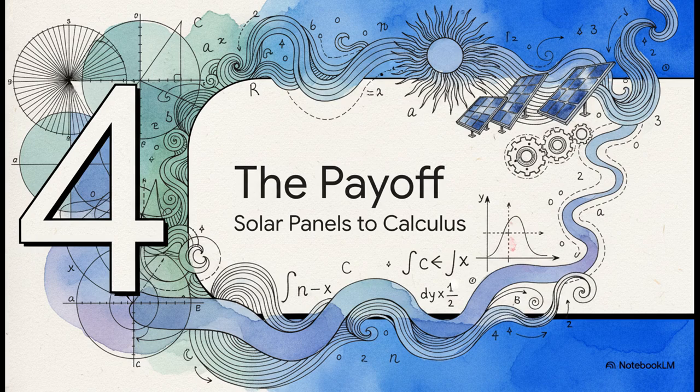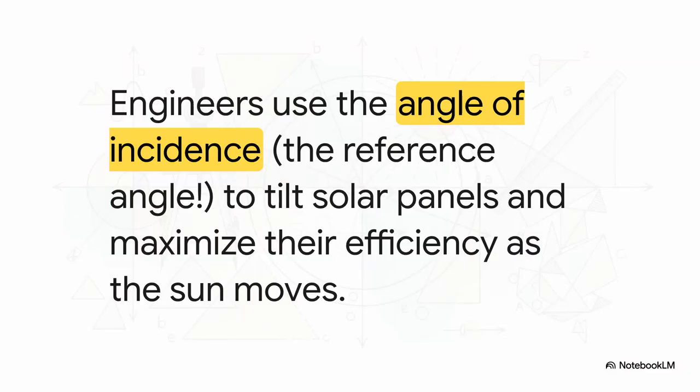All right, so why did we just do all this? What's the big payoff? Well, this isn't just some random pre-calculus topic. This concept pops up in the real world, and it is absolutely crucial if you want to succeed in higher-level math. For a real-world example, just look at solar energy. To get the most juice out of a solar panel, you need the sun's rays to hit it dead on at a 90-degree angle. As the sun moves across the sky, engineers use the angle of incidence, which is basically just a reference angle, to figure out exactly how to tilt the panels all day long to keep them at peak efficiency.